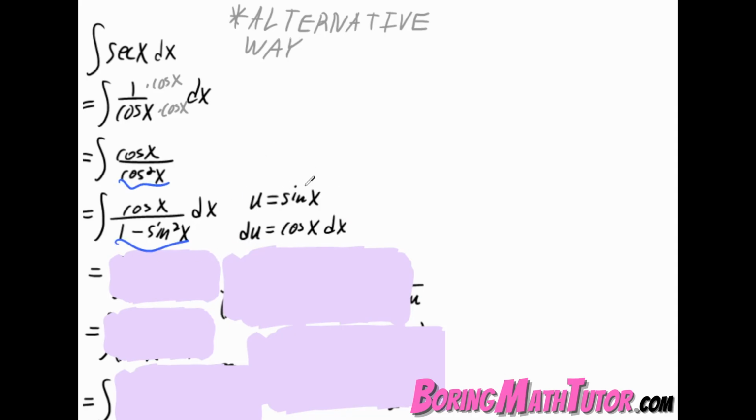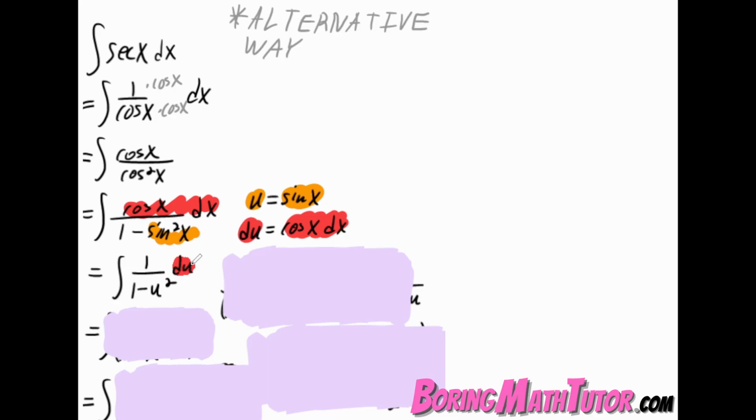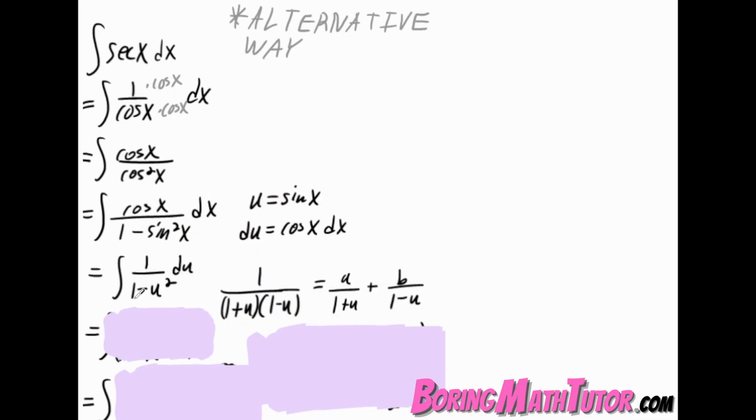What this allows us to do is a u substitution where your u will be sine x, and then your du will equal cosine x dx, which is really convenient. That just is du, and then you could just put 1 du. So you're going to get 1 du over 1 minus u squared.